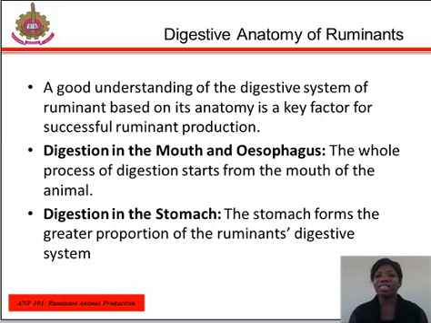Digestion in the large intestine. The large intestine is made up of the colon and cecum. In this part of the gastrointestinal tract, some of the food residues are deposited for further fermentation in the cecum, which has a blind end containing some microbes.